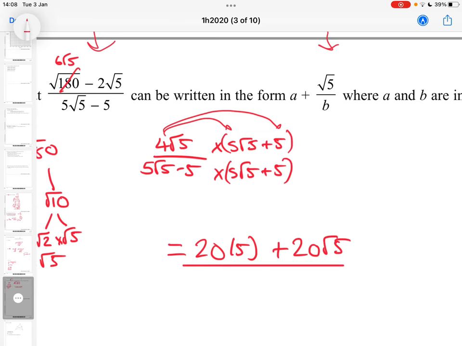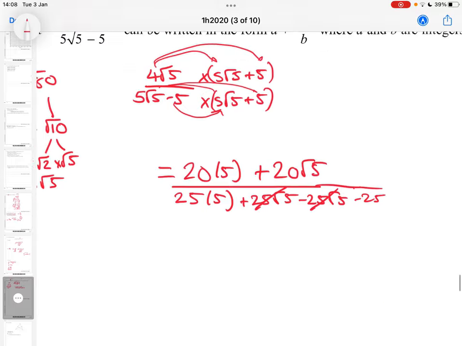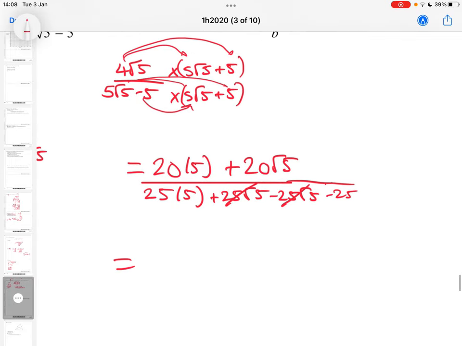And then on the bottom, if I expand here, I'm going to have 5 times 5 is 25. And root 5 times root 5 is 5. Then I'm going to times that by 5 and have plus 25 root 5. Do the same with the negative, so minus the negative, so you can see how they're going to eventually cancel. And then negative 5 times a positive 5 is negative 25. So these cancel. And then now I can simplify it. So 20 times 5 is 100 on the top. And then 25 times 5 minus 25 is 100.